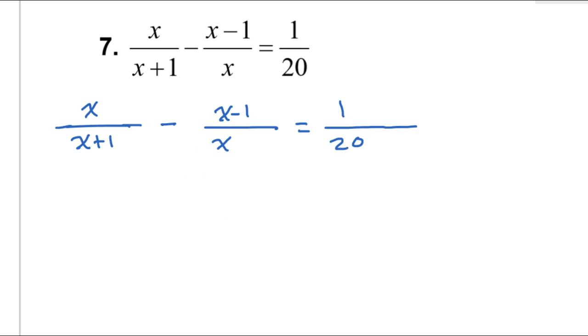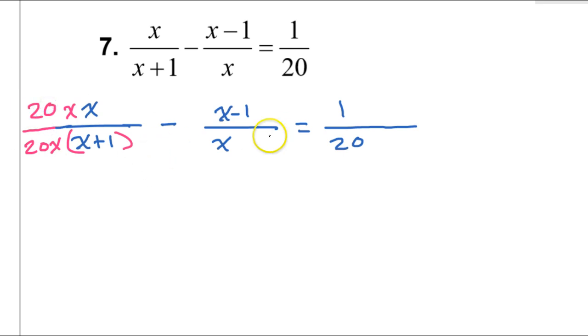Okay, let's see what happens. Of course, we need like denominators. So I see an x over there, so this is going to need an x for sure, in the numerator and the denominator. But I also see a 20. So I'm going to have to slap a 20 up in here in the numerator and the denominator.